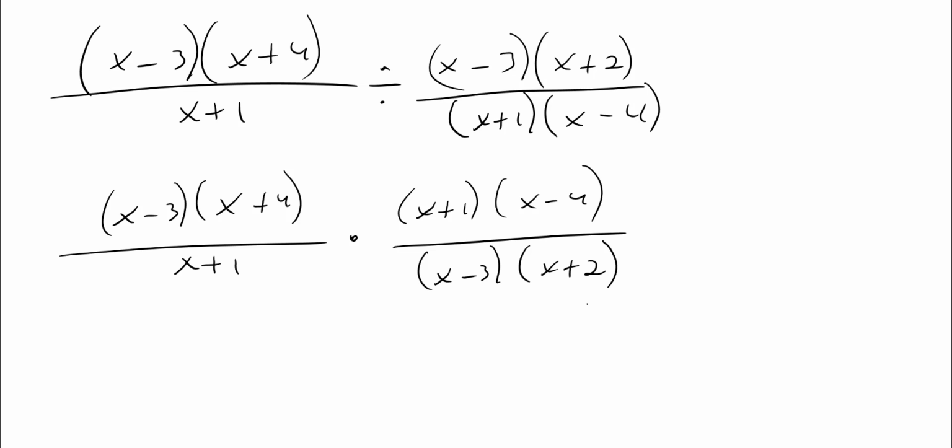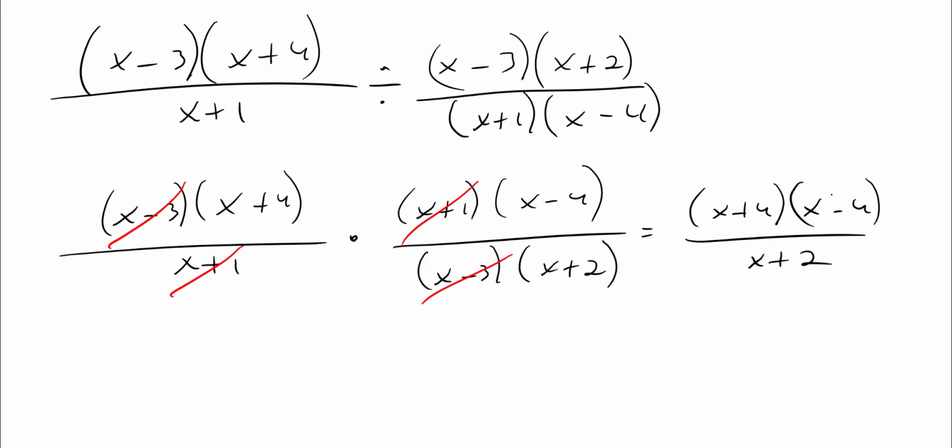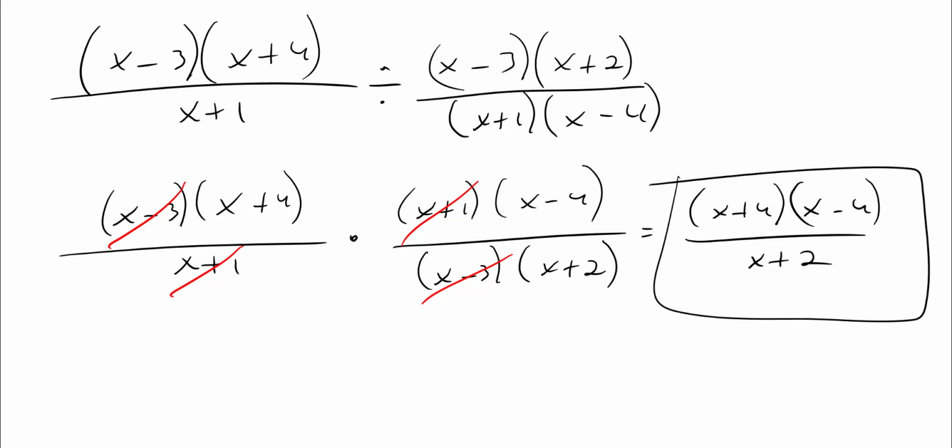We cancel anything from the top with anything from the bottom. So here's an x minus 3, here's an x plus 1, and that's it. You agree with that? There's nothing else I can cancel here. Here's an x minus 4, here's an x plus 4. Of course, they're on the top, the same spot. So my answer for this problem is x plus 4 times x minus 4 over x plus 2. You don't need to FOIL this out. That's it, you're done. It's not bad.